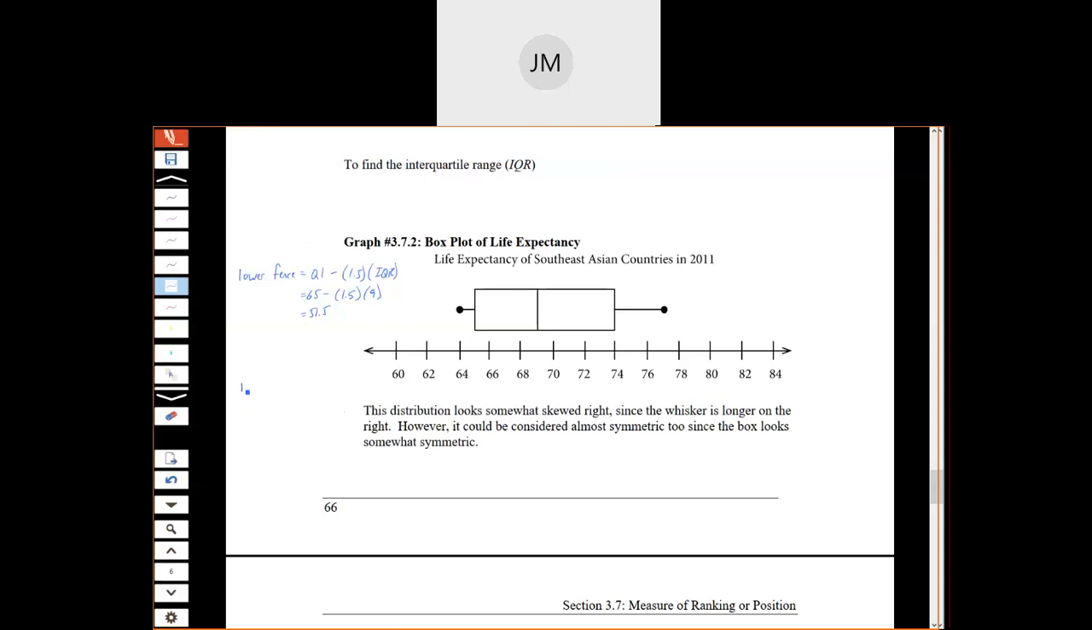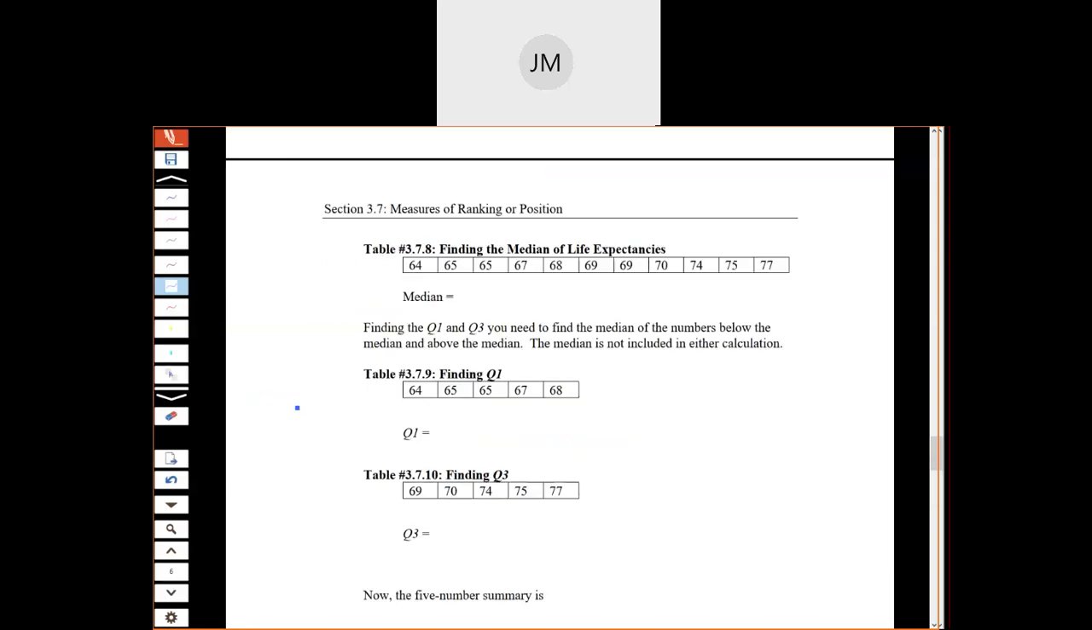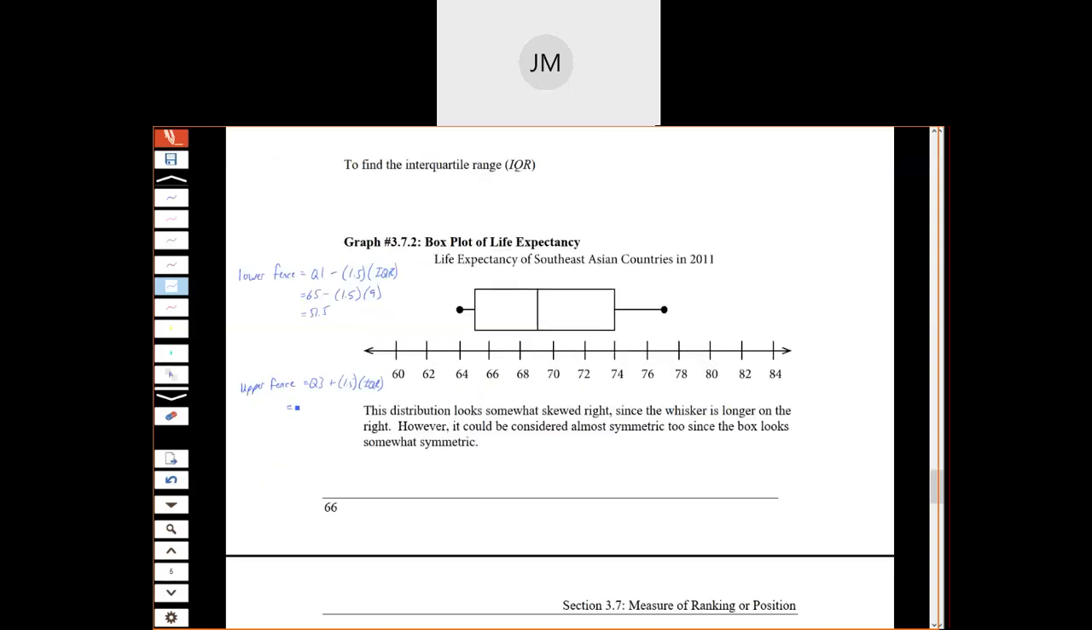Okay. And to compute the upper fence, that was Q3 plus 1.5 times the IQR. Okay. Which I think was 74. Yeah. So Q3 is 74 plus 1.5 times 9. That gives me 87.5.